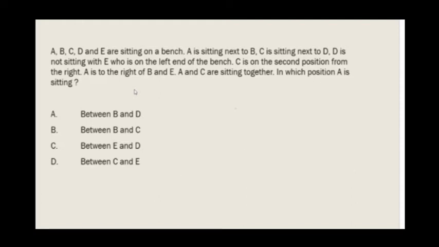A, B, C, D, E are sitting on a bench. Bench means to say that it is a linear arrangement again. So 1, 2, 3, 4, 5. Right? A is sitting next to B. Either it could be A and B, or it could be B and A. That is, A and B are always next to each other. Next, C is sitting next to D. The same condition. Either it is C and D together, or it is D and C.